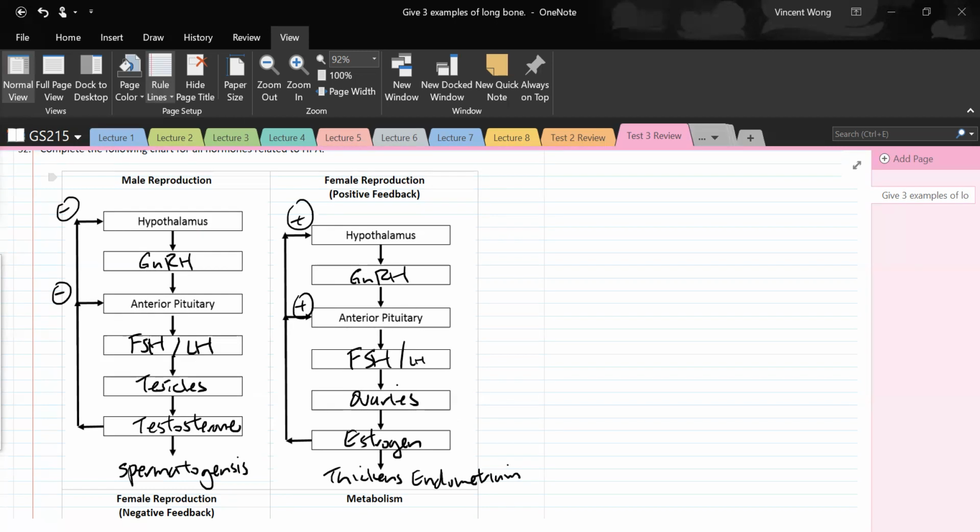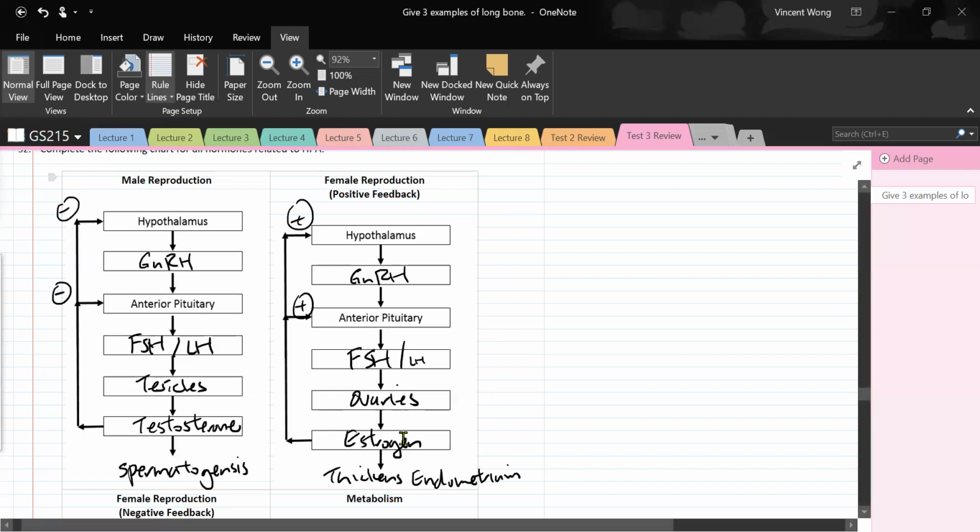Okay, so most of the regulations are negative feedback, right? You should know that by now. And we only learned 2 examples of positive feedback, right? Oxytocin and this estrogen regulation during the follicular phase.